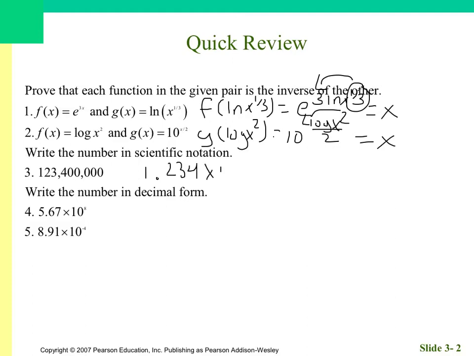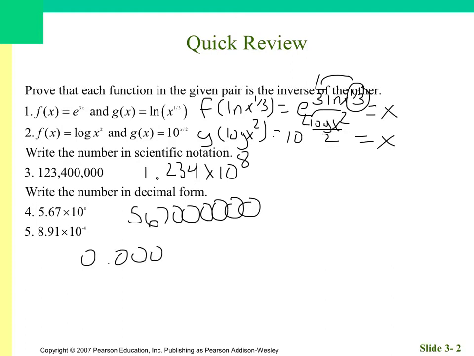So write the number in scientific notation, 1.234 times 10 to the 8th. Write the number in decimal form: 1, 2, 3, 4, 5, 6, 7, 8. Because remember, this means move it forward to the left. The positive 8 means move forward to the right.